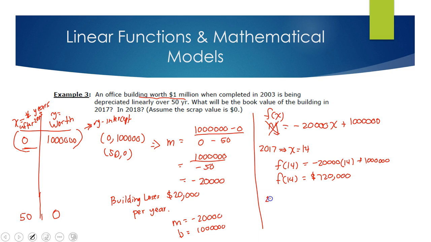2018, no doubt, means the x is going to be 15. So f of 15 is going to be negative 20,000 times 15 plus 1 million. So f of 15 equals about $700,000.